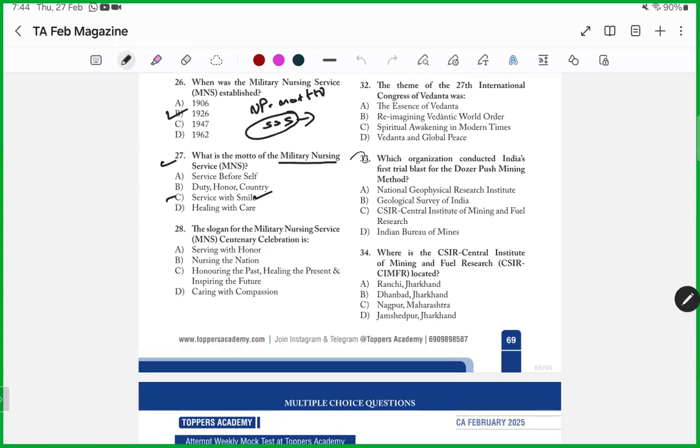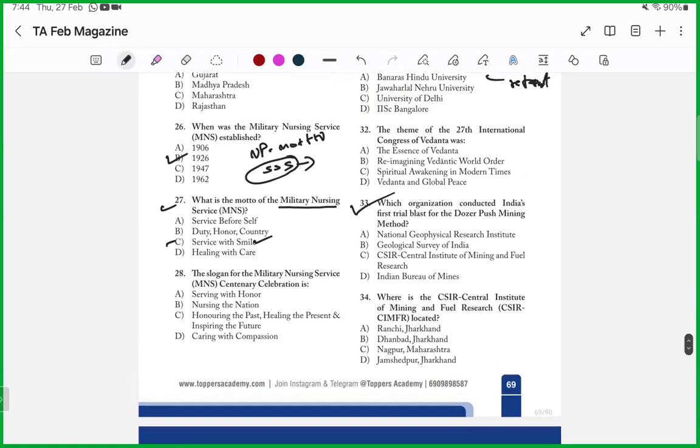Which organization conducted India's first trial blast for the dozer push mining method? Option A, B, C, and D. Okay. Then the theme of the 2027th International Congress of Vedanta was which of the following, guys?